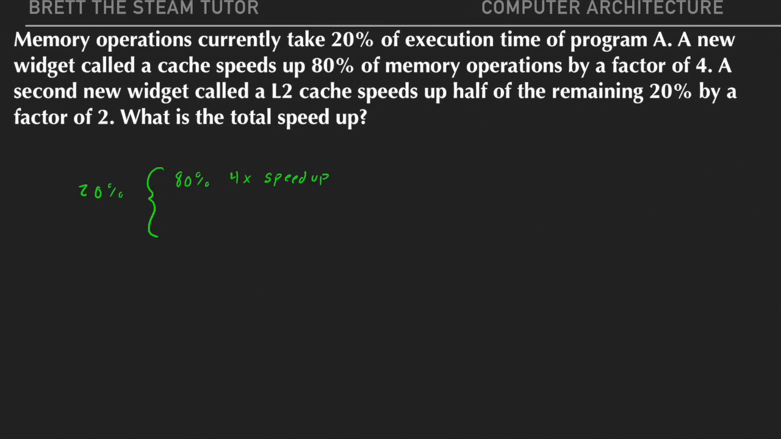Okay, so next they also say the remaining percentage, 20%, half of it is experiencing a speedup of 2. So we want to say half of 20% is 10%. And it experiences a 2 times speedup.